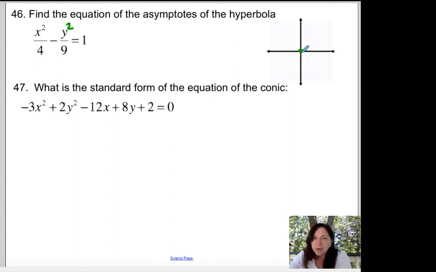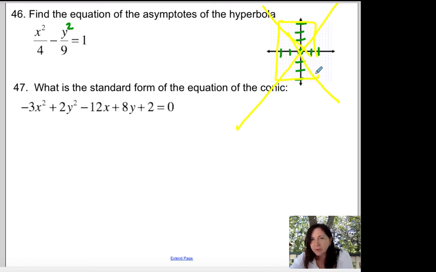I know that my center is at 0, 0. I know in the x direction I'm going to go the square root of 4, which is 2. In the y direction I'm going to go the square root of 9, which is 3. And then I'm going to make my box that goes around this. And then I'm going to write in my asymptotes, which go like this.